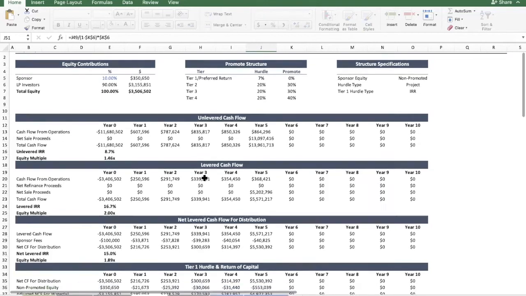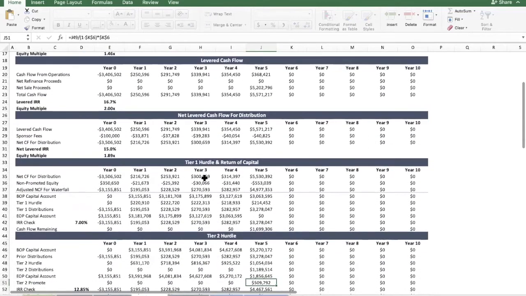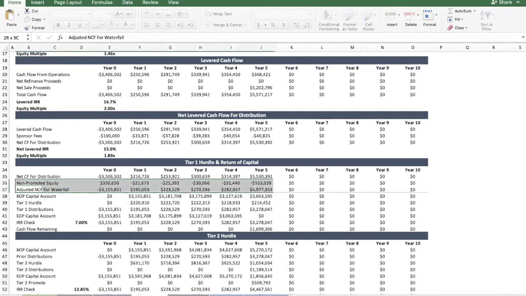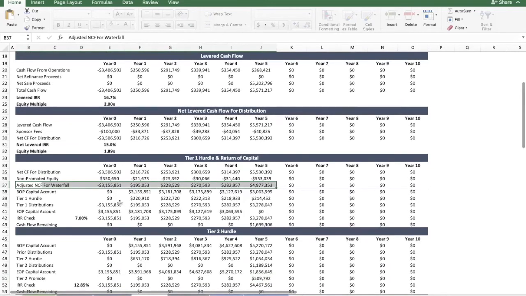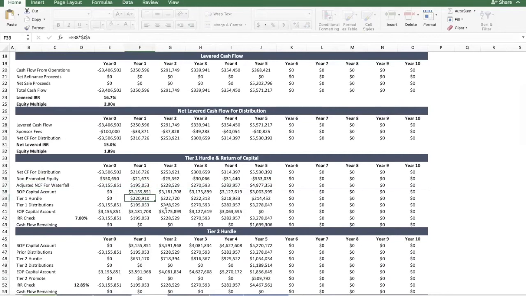So here we're going to go to our, we don't have to worry about all the stuff happening on the unlevered basis and things like that. But here's our adjusted net cash flow for waterfall. And this is what's going to flow through the partnership. So you can see starting out in year one, the investors have a capital account of 3.1 million, and a 7% return on that 3.1 million is 221,000. What actually gets distributed, as you recall, was I think 6.2 or 6.7%. So there's a definite shortfall there. So you can see tier one distribution is shy of the hurdle, so about 25,000.